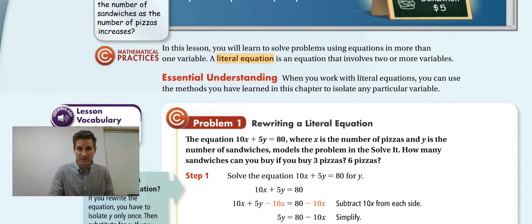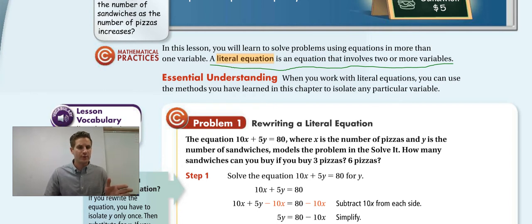Let's go ahead and write this down right here. A literal equation is an equation that involves two or more variables. So when we say literal equation, it just means we're going to have multiple variables. Now we've looked at solving for the variable x primarily, but what happens when there's more than one variable? We would call this a literal equation.